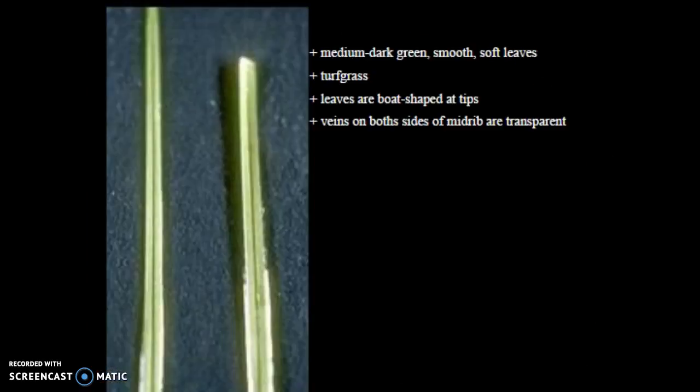The other thing about Kentucky bluegrass is you'll see that it's got what we call boat-shaped tips, which we just talked about with the cupping. It is a turf grass. The veins on both sides of the midrib are kind of transparent, and you can see that midrib right in the middle. This is the way that you're going to be able to tell the difference between Kentucky bluegrass and tall fescue, which you're going to see in a couple slides.